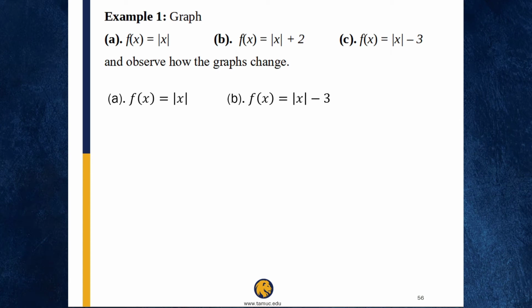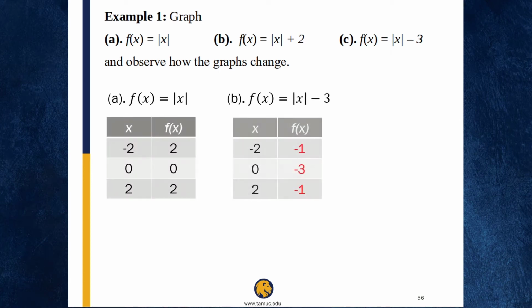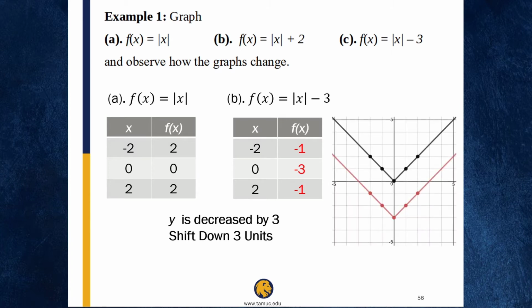Similarly, for absolute value of x minus 3, with the same values of x, we would get -1, -3, and -1, which means all the y values have been decreased by 3, and that means it shifts down 3 units. So we can see the original graph and then the shifted graph of f of x equals absolute value of x minus 3.